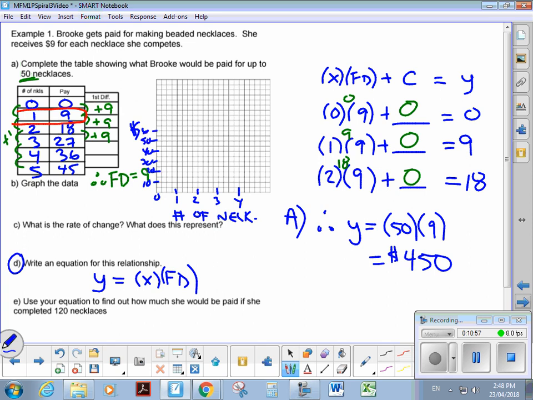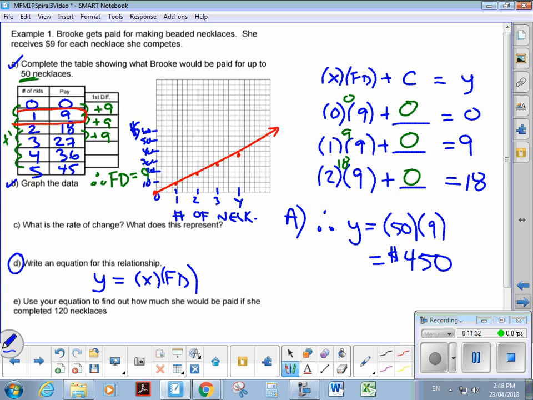50, 60. So plotting the points, we'll do it in a different color. 0, 0; 1, 9. It's going to be approximate. You're just graphing as best you can. 2, 18; 3, 27, somewhere in there; and 4, 36. It's close. So we can see it forms a line through the points, goes through 0, 0. All right. So A is done.